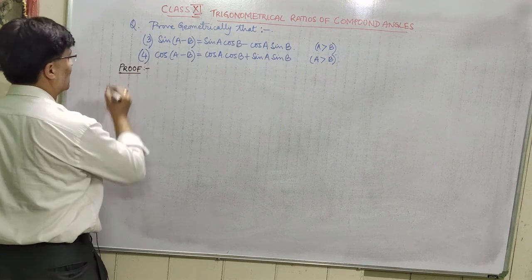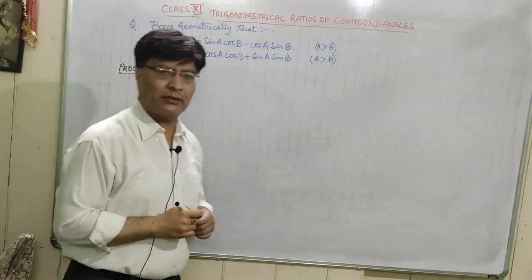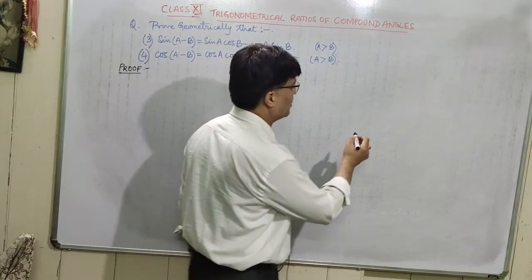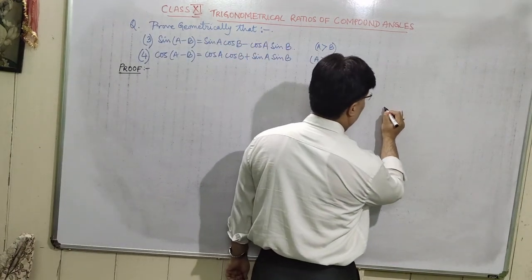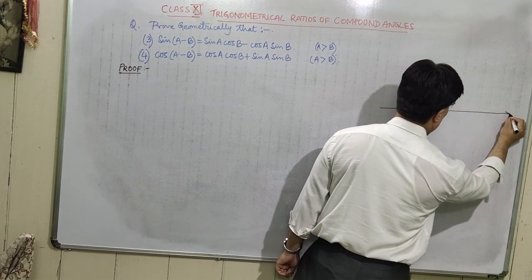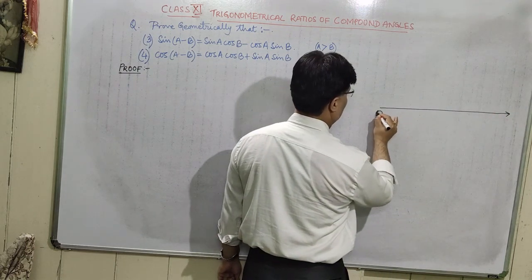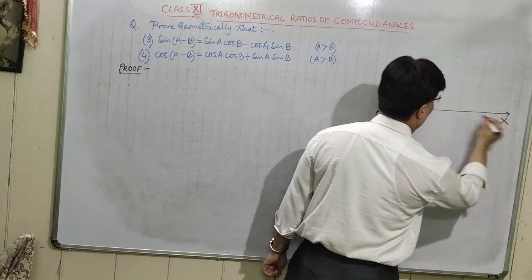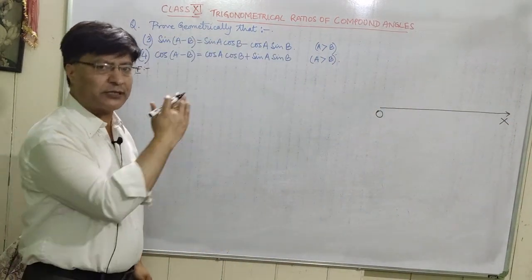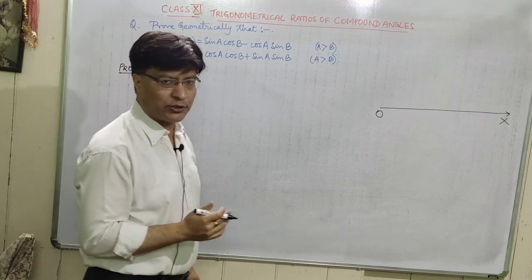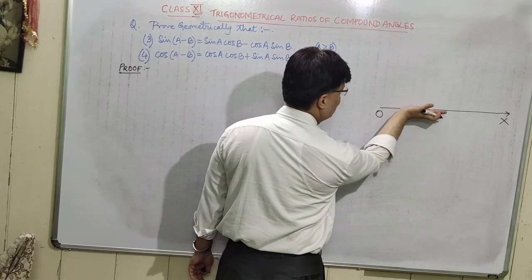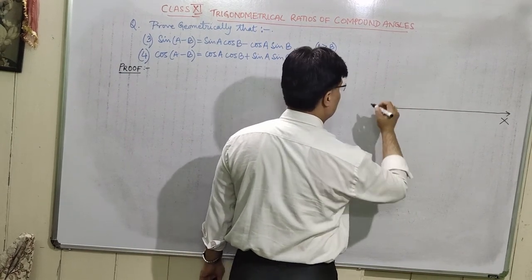Proof. So let us draw the figure. Let OX be a revolving line, right? Suppose this is OX. Suppose OX is a revolving line. It revolves in anti-clockwise direction, that is in positive direction. This is anti-clockwise direction, means this direction, right?